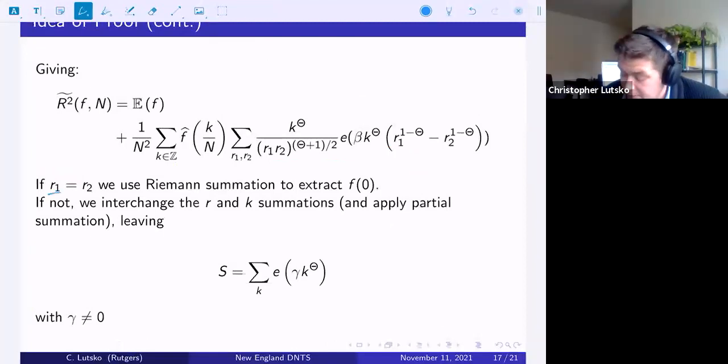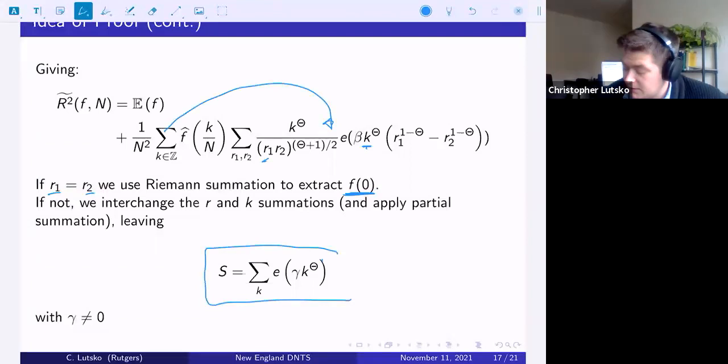So if R1 equals R2, then the phase is 0, and you can use Riemann summation to show that you actually pick up f of 0. Now if R1 is not equal to R2, we have a phase which depends on k, so hopefully we can get some cancellation from there. You can do partial summation, which means you can ignore this amplitude. You bring the k inside, and you're left with this exponential sum, where gamma here depends on R1 and R2.